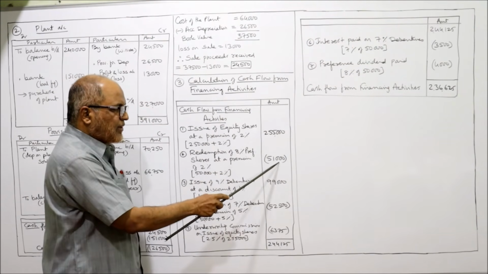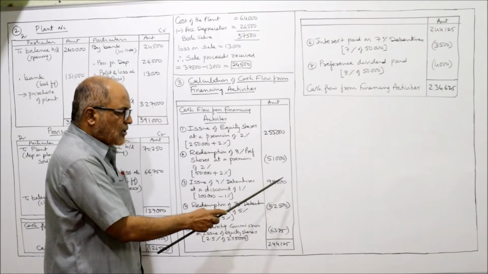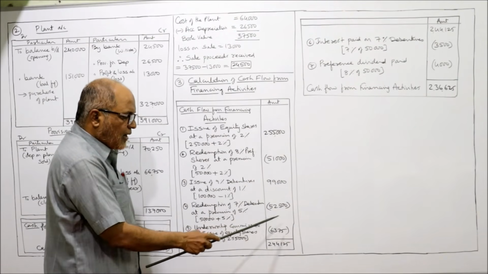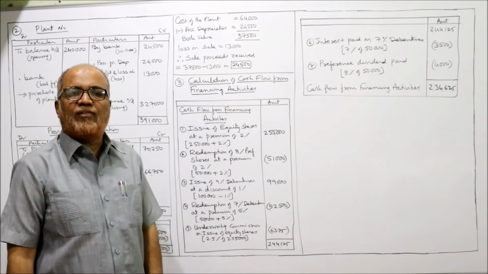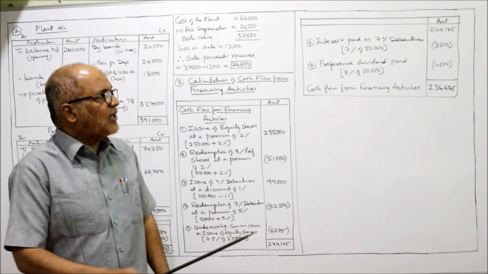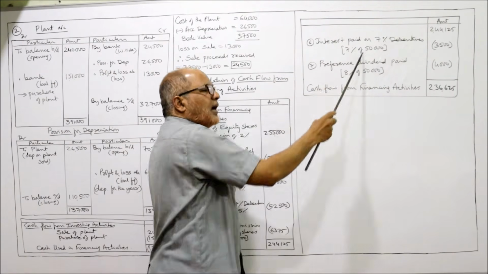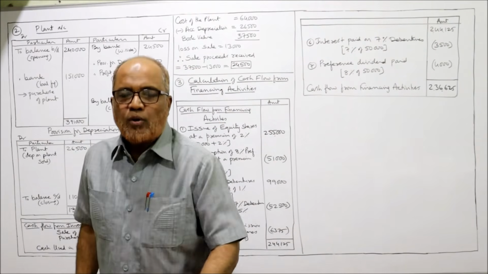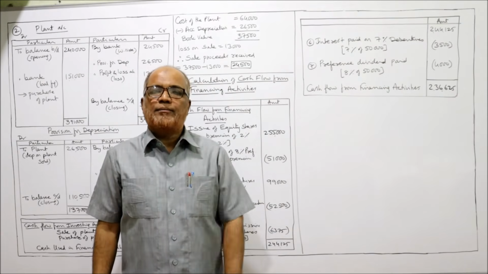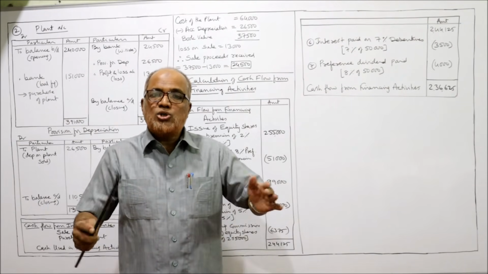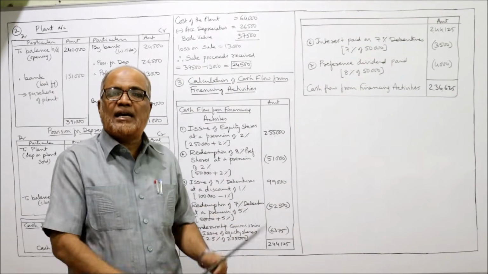Now take the total. 2,55,000 minus 51,000 plus 99,000 minus 52,500 minus 6,375. You will get 2,44,125. Still two more items. Two more hidden items are there. Hidden items means the interest paid and dividend paid is also a part of financing activity.